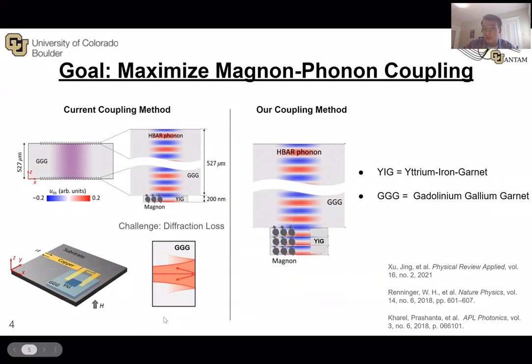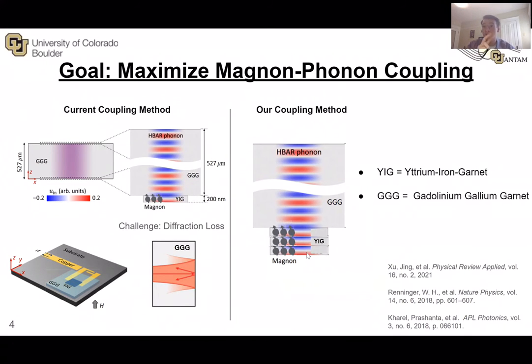This means that some of the phonons will be lost out of the material, and thus their lifetime will be decreased. To combat this, we will also be exploring various different geometries of GGG in order to minimize this diffraction loss. However, we will not address this until we determine if increasing the thickness of YIG does in fact increase coupling strength or not.